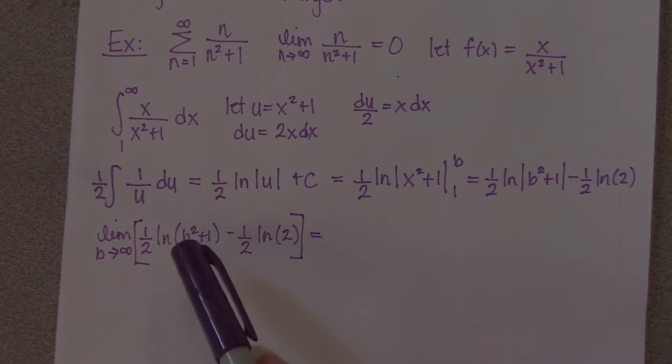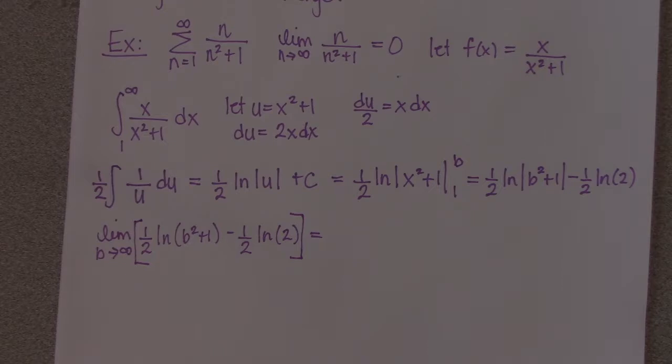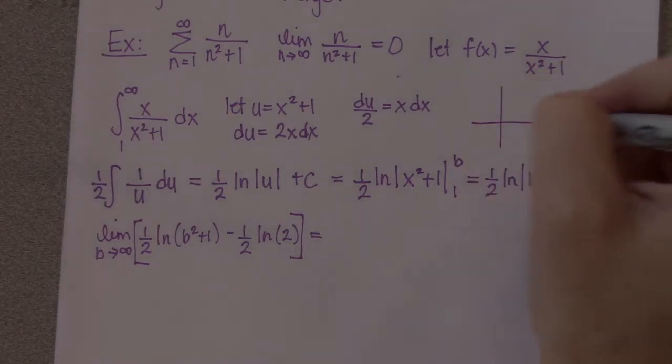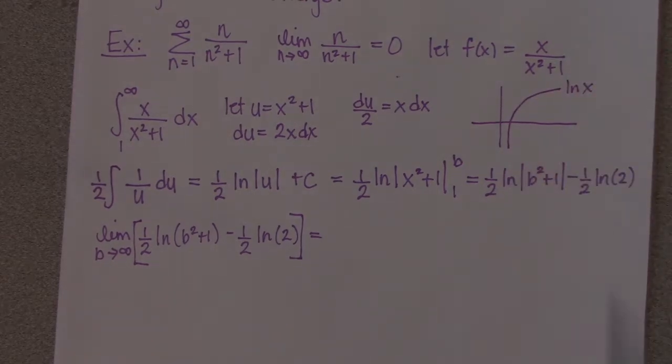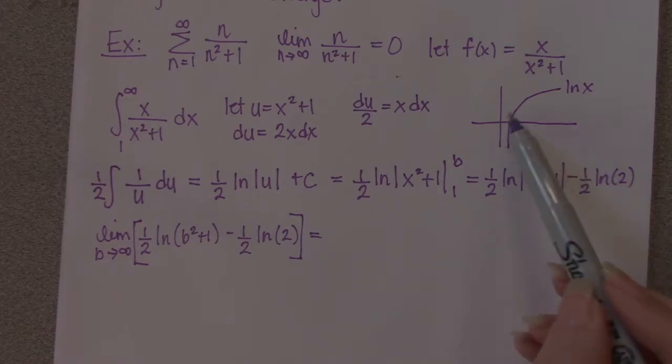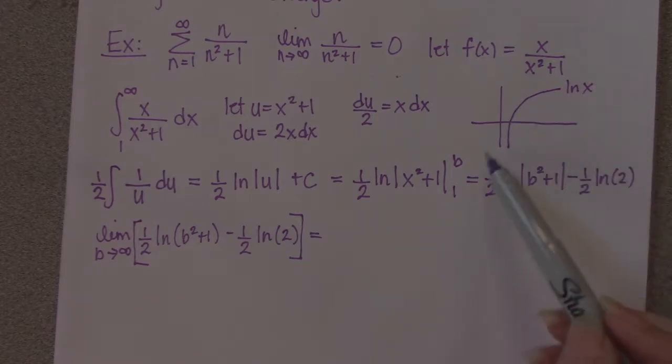So what's the limit of the natural log of this as b goes to infinity? Think about what the graph of natural log looks like. It's infinity, right? So natural log of x, right? Looks like that. So as the values inside the log get bigger, it is going to infinity. It's just going to infinity very slowly, but it is going to infinity.